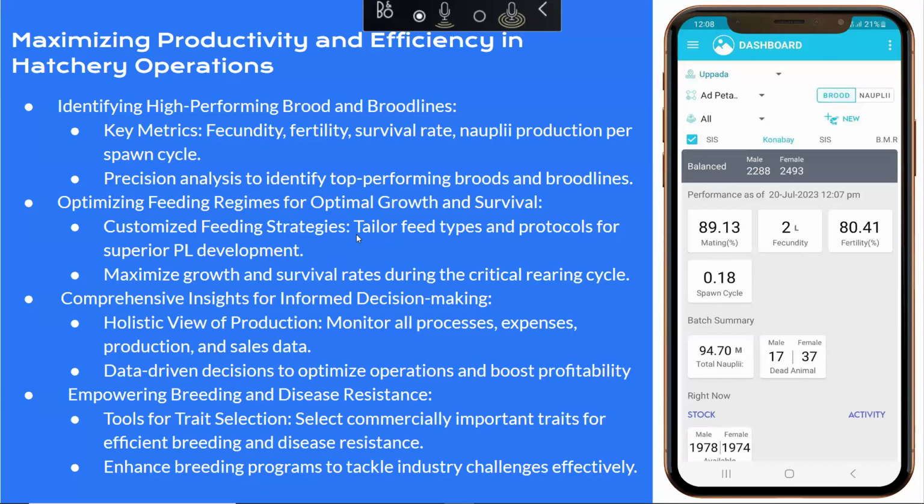Now, they also get comprehensive insights for informed decision making. They can monitor all their processes, and process level key metrics are generated at the same time. Expenses and production side metrics are generated, and even the sales data is also generated. Using this data, they can make better decisions to optimize operations and push their profitability.